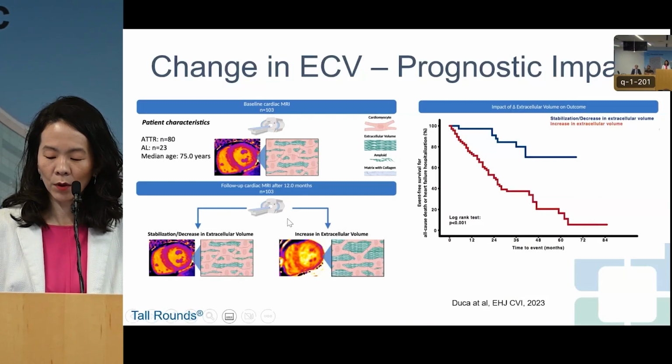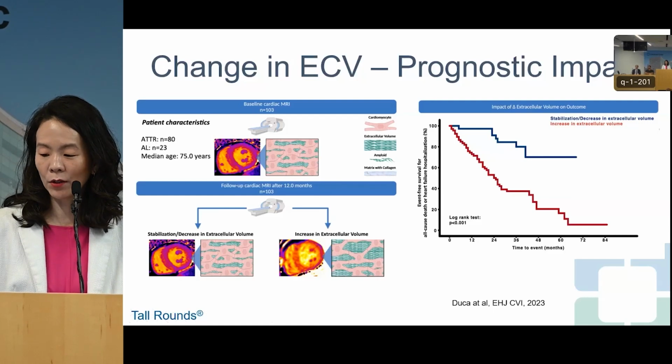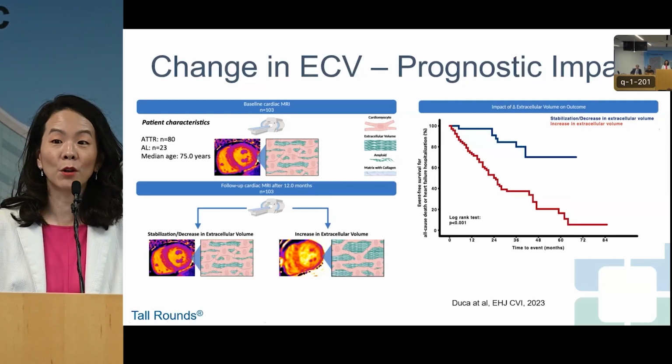So this is a study in patients with AL amyloidosis and TTR amyloidosis, and they looked at ECV volume, stabilization or decrease versus increase in ECV volume. And this quantitative assessment during treatment demonstrated that if you stabilize the ECV or improve the ECV, these patients have significantly improved prognosis compared to those who have progression of ECV. So this is really a nice tool that we can tell patients how you're responding to treatment.